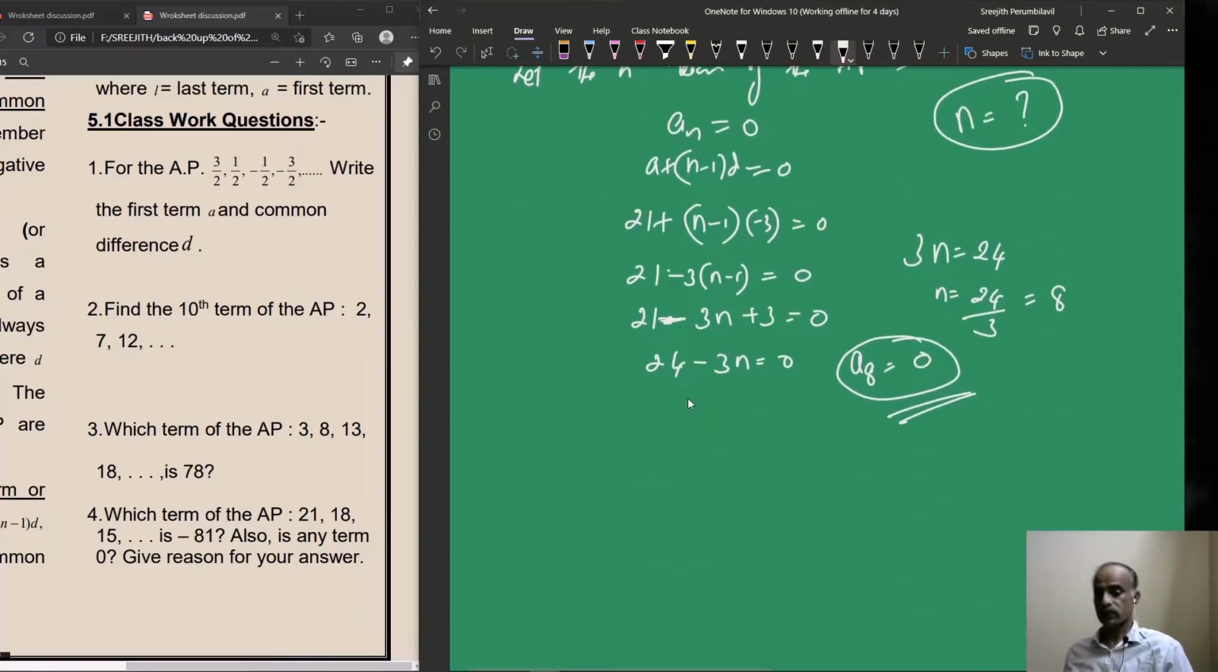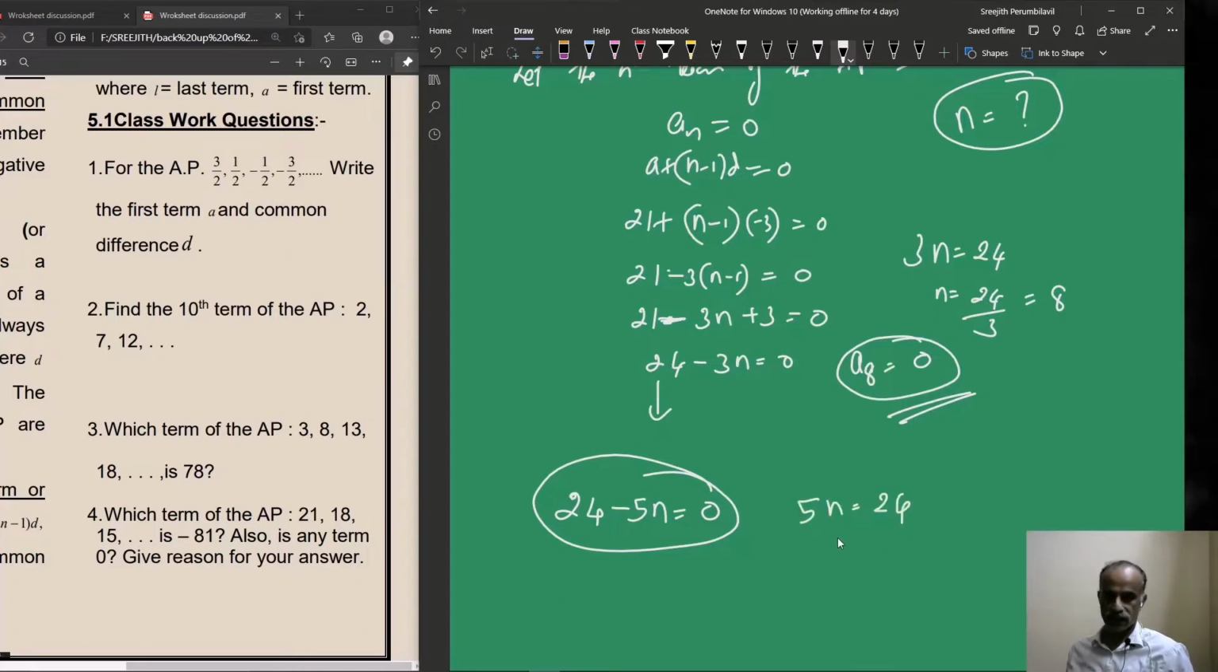Now, what is the reason for asking this question? Suppose you are getting an expression like this, 24 minus 5n is equal to 0. That means 5n is equal to 24, n is equal to 24 by 5, that is 4.8. Suppose you are getting a fraction or a decimal like that, what does that mean? Which term? 4.8th term? There is no term like that for an AP.